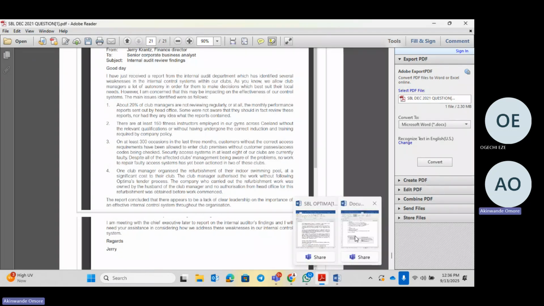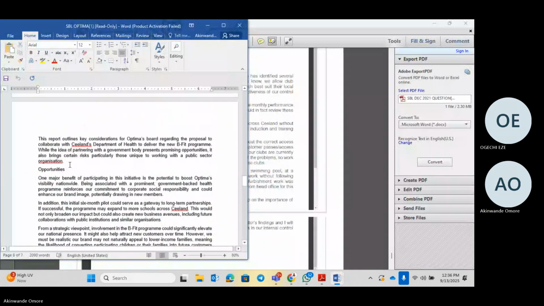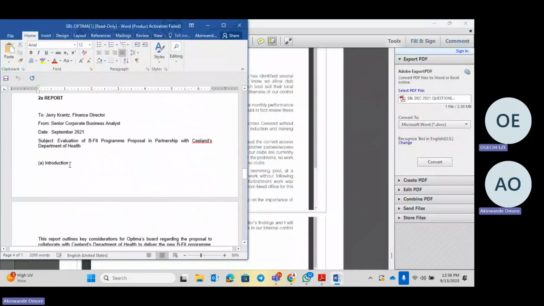So now it's for Adiza. She did number 2. Yeah, she did number 2. Okay, yeah, she's number 2. Okay.